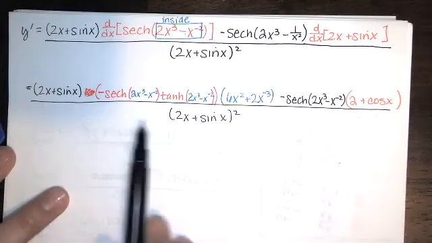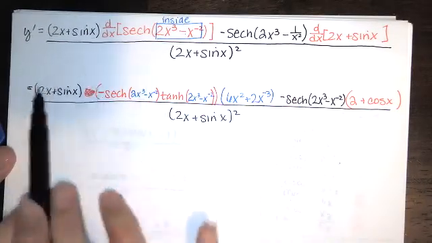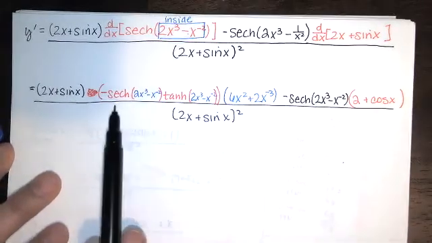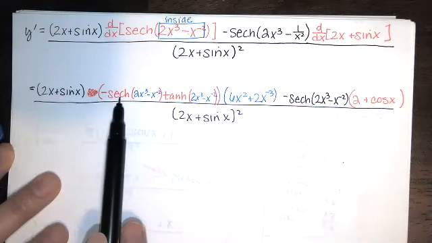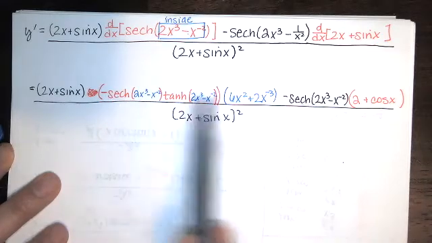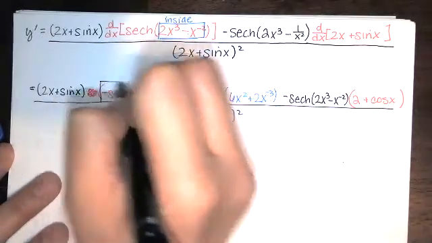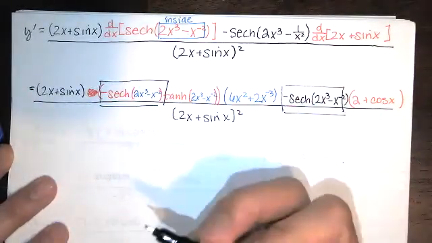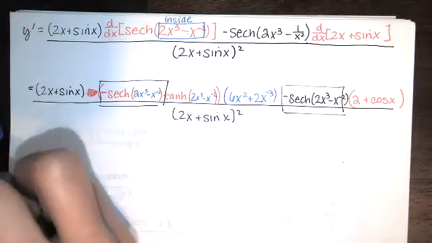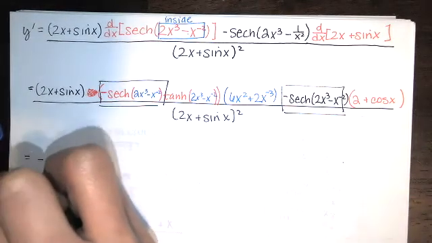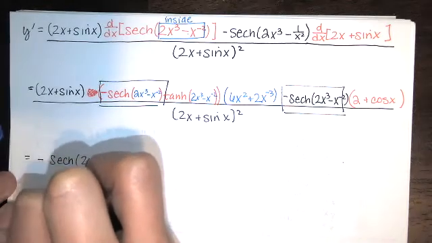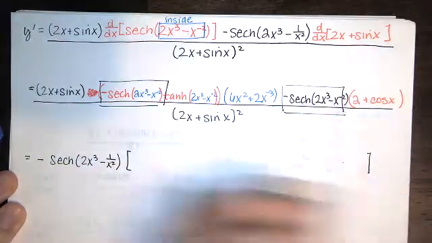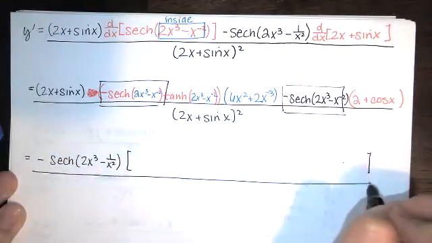So I have a 2x plus sine of x on both terms. I've got one on this term, but I don't have one on that term. So we're not going to be able to simplify it that way, but we could factor out a negative hyperbolic secant of this function. I've got one of those right here, and I've got another one right here. I think I'll do that. I don't think it's going to make it that much simpler. I've got negative hyperbolic secant of 2x cubed minus 1 over x squared times everything else.